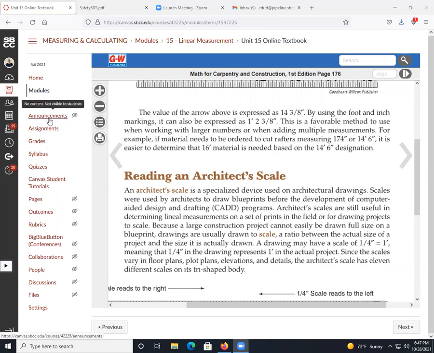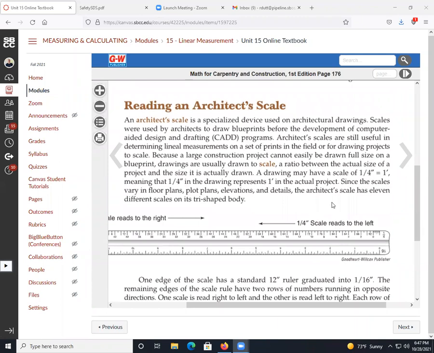architect scales are still useful in determining lineal measurements on a set of prints. So you'll use them to take off on prints. If the call out's not there, you can use the architectural scale to measure, to get lineal feet, get areas, all kinds of stuff. Because large construction projects cannot easily be drawn full size, period. Drawings are drawn to scale, and they're typically drawn 1/4 inch equals a foot, and that means the 1/4 inch in the drawing represents 1 foot in the actual project.